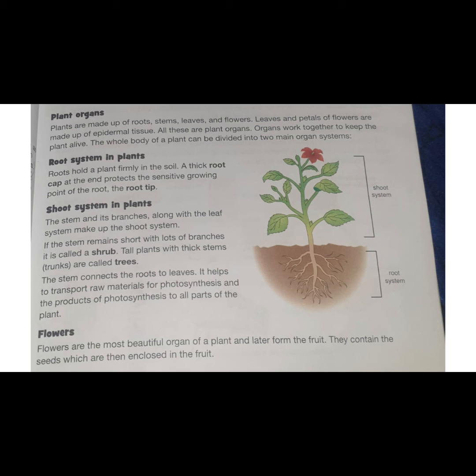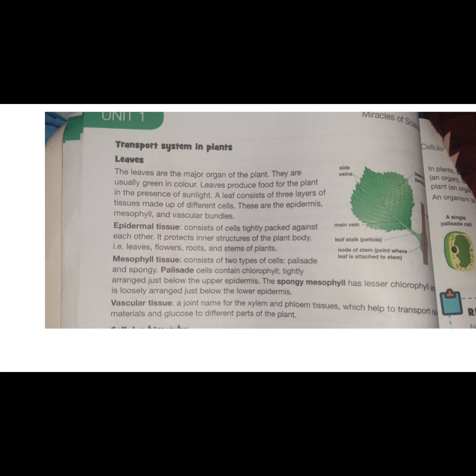The stem connects the roots to the leaves. It helps to transport raw materials for photosynthesis and the products of photosynthesis to all parts of the plant. Flowers. Flowers are the most beautiful organ of a plant and later form the fruit. They contain the seeds which are then enclosed in the fruit. Leaves.